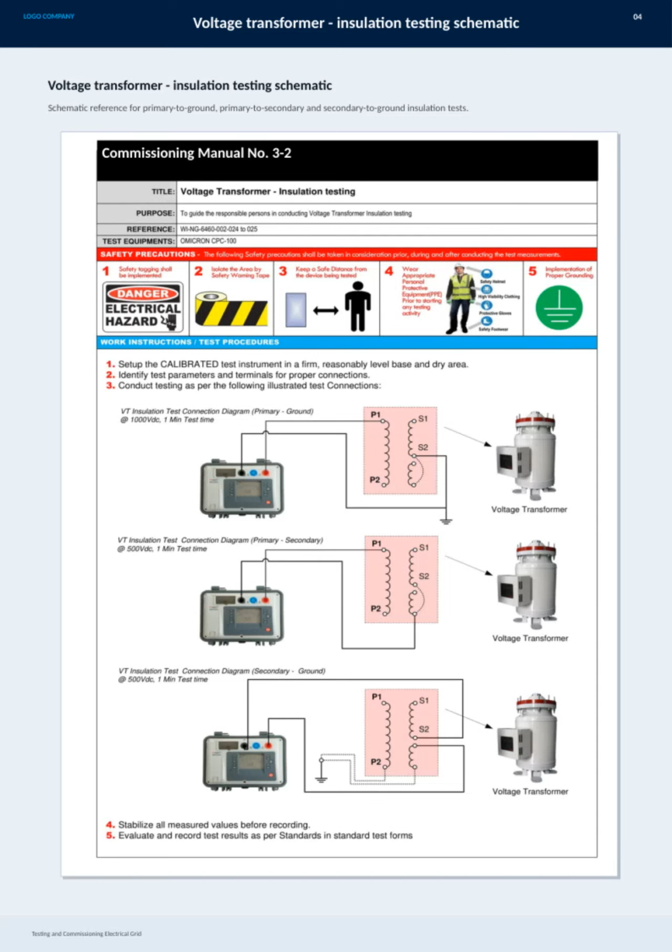Here we have the schematic for insulation testing of voltage transformers, an essential step during the testing and commissioning of the electrical grid. This diagram provides a clear reference for conducting insulation tests between the primary winding and ground, the primary and secondary windings, and the secondary winding to ground. These tests are crucial to ensure the integrity and safety of the transformer before it goes into operation. By following this schematic, we can accurately verify the transformer's insulation condition and prevent potential failures in the field.